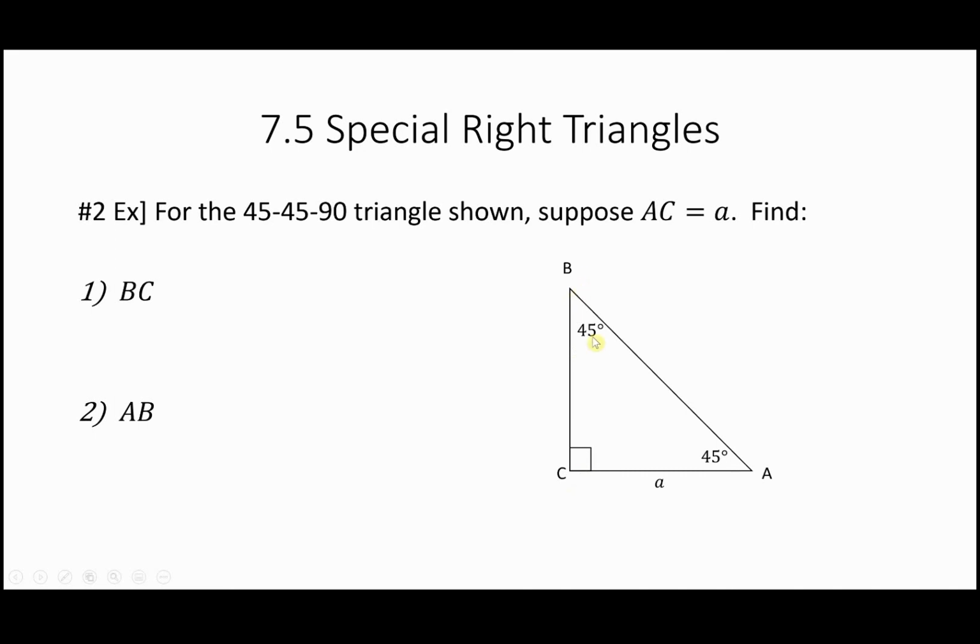So if we have a 45, 45, 90 right triangle, what's going to be the value of the other leg? Well, it's going to be the same value as the leg that we were given. So it's going to have a value of a. Oops, I'm getting ahead of myself here, okay? And because it's a 45, 45, 90 right triangle, we know that the hypotenuse has to be root 2 times that leg length, which is root 2 times a. So that's it. This is meant to be a very straightforward, relatively easy example.